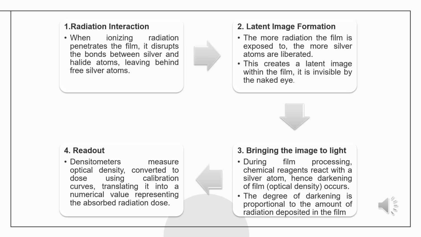In the third phase, which is bringing the image to light, during film processing, chemical reagents react with silver atoms, hence darkening of the film. That means optical density occurs. The degree of darkening is proportional to the amount of radiation deposited in the film. And the final phase is readout, that means quantifying the radiation dose. Densitometers measure optical density, converted to dose using calibration curves, translating it into a numerical value representing the absorbed radiation dose.